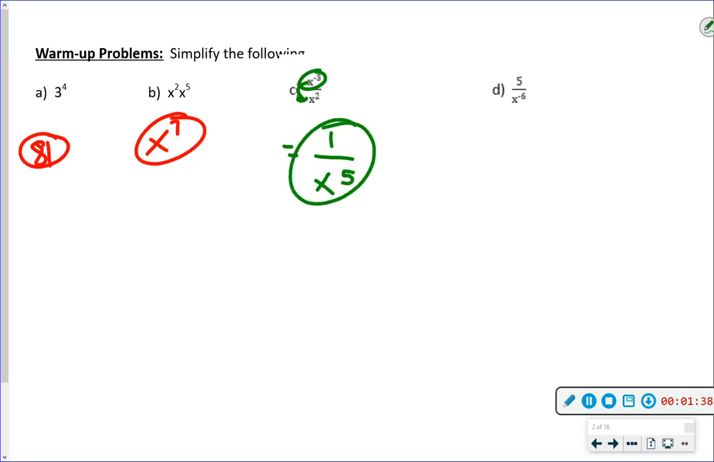Got it? Okay, D, same spiel. You can't have a negative exponent, so of course the denominator moves to the numerator. There's nothing offensive about 5, just leave 5 as it is. And then the x to the 6. I'm not putting over 1. So you will see some negative exponents today.